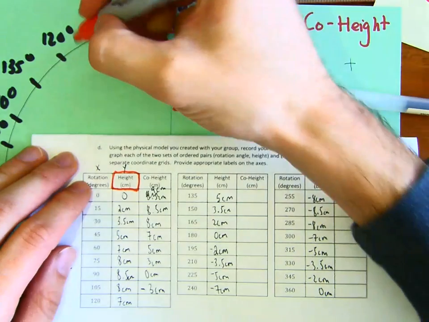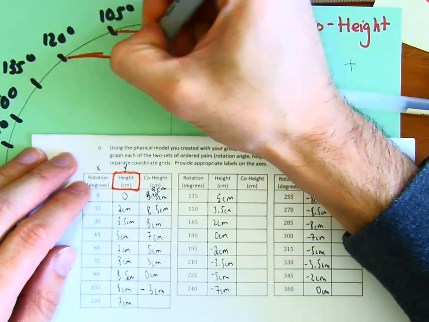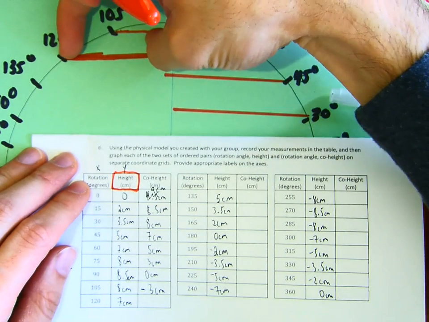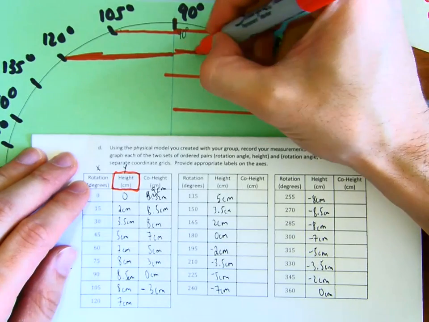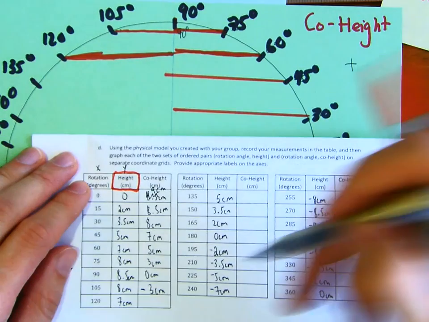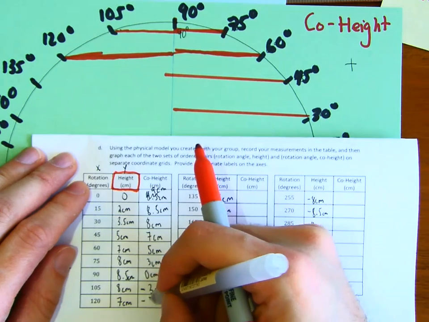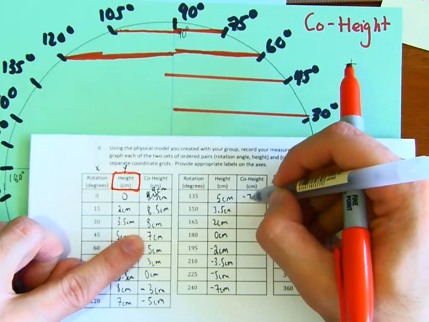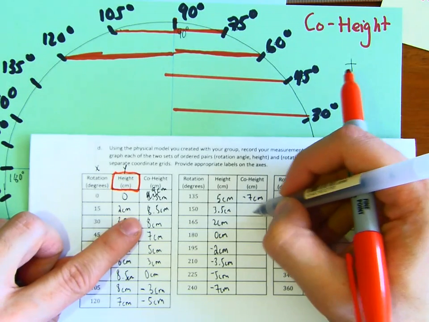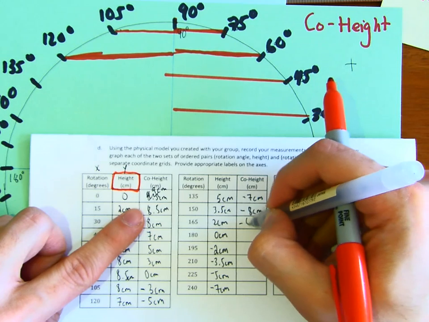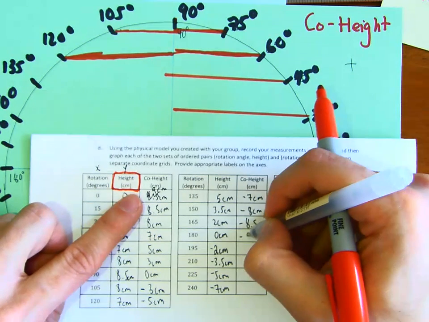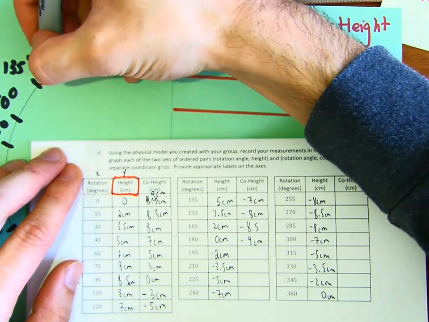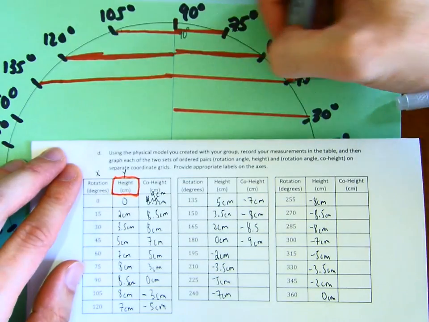So let's see. If you have 120 degrees, the CoHeight of 120 has to be the same as the CoHeight of 60. So what is the CoHeight of 60? It's 5 centimeters, so then this has to be negative 5 centimeters. What will it be over here? This is negative 7 centimeters. This is negative 8 centimeters, negative 8.5 centimeters, negative 9 centimeters. When you actually fill out the chart, for 135, it'll be the same as 45.